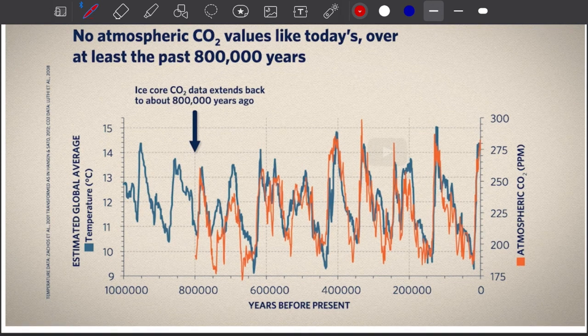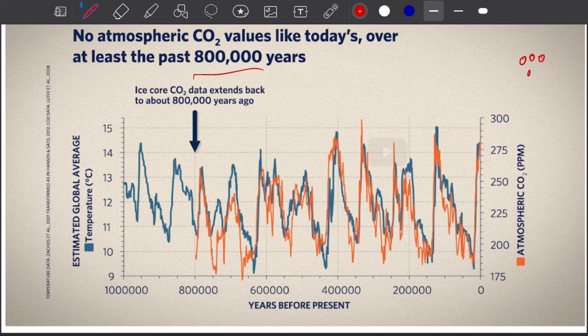Now here, no atmospheric CO2 value is like today's over at least the past 800,000 years. Now see, why are we using only 800,000 years of data? Because the oldest ice core we have is of age 800,000 years.